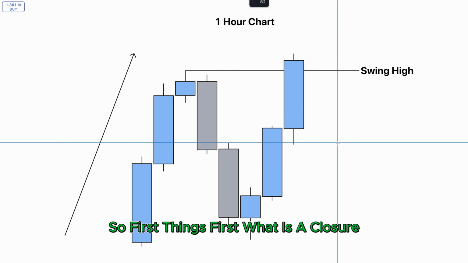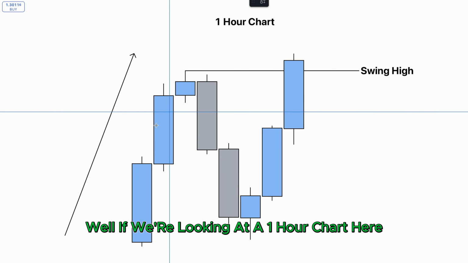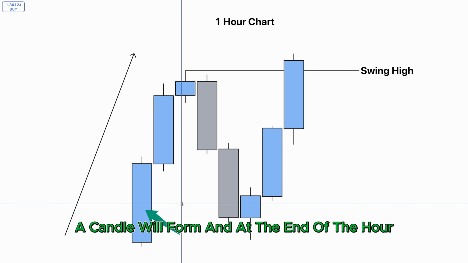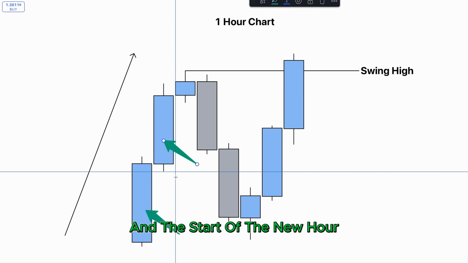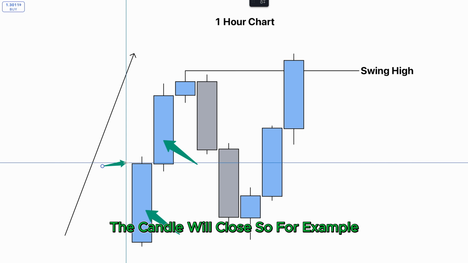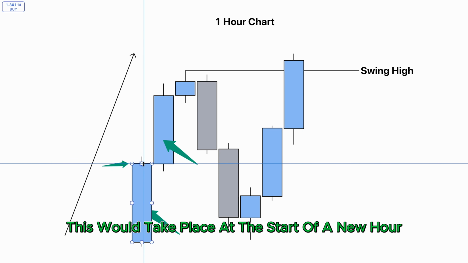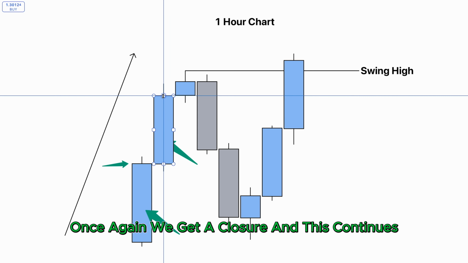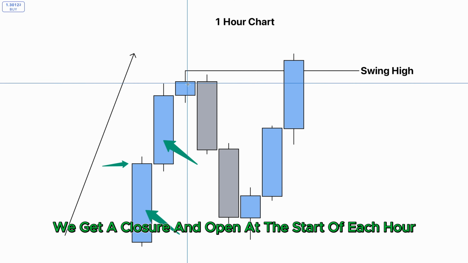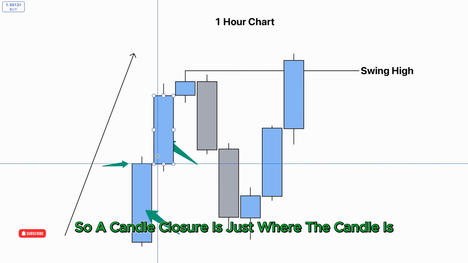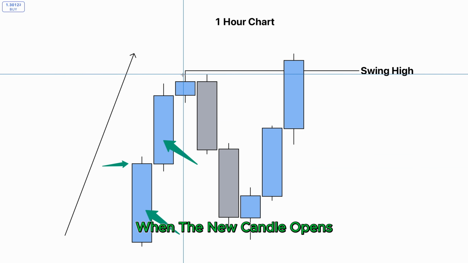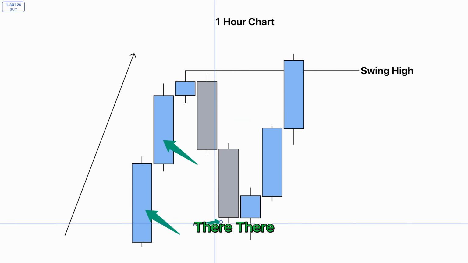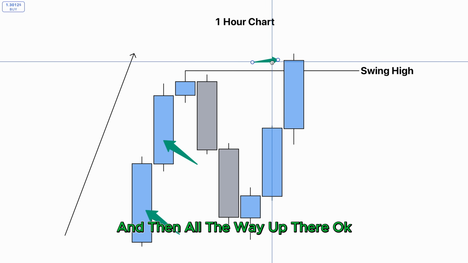So first things first, what is a closure? Well, if we're looking at a 1 hour chart here, let's imagine these candles are hourly candles. That means every hour that passes, a candle will form. And at the end of the hour and the start of the new hour, the candle will close. So for example, this would be our closure. This would take place at the start of a new hour. This would be the open price of the next candle. At the end of that hour, once again, we get a closure, and this continues. We get a closure and open at the start of each hour. So a candle closure is just where the candle is when the new candle opens. In this instance, the closure is here. The closure is then there, there, there, there, there, there, and then all the way up there, okay?